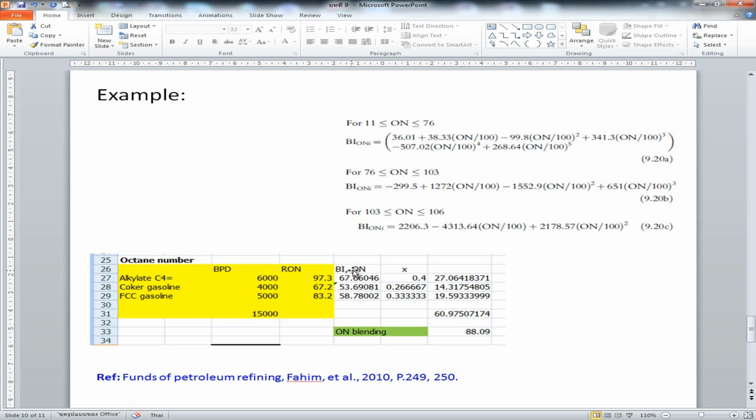So what we get after that is the blending index for octane number. And then we have to find the volume fraction of this, and then multiply them together, and then take the summation of that. And then after that, we convert back. Alright, in this example, we are looking for the properties after the blending.